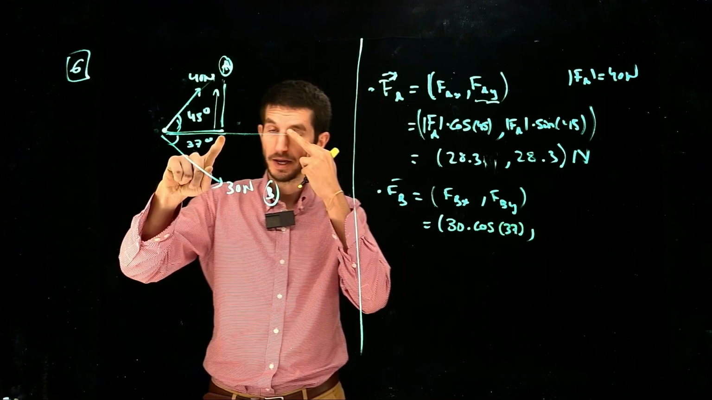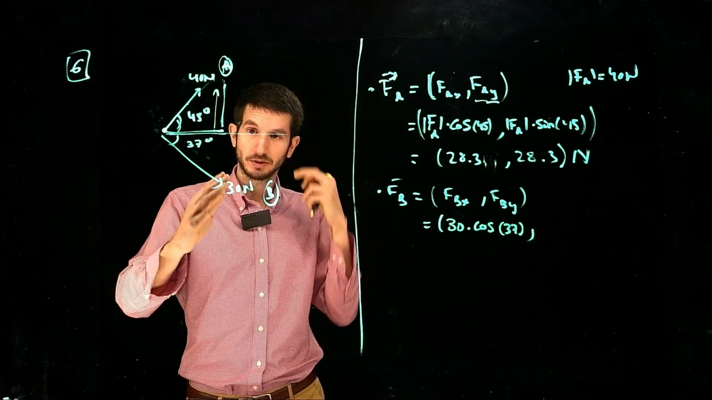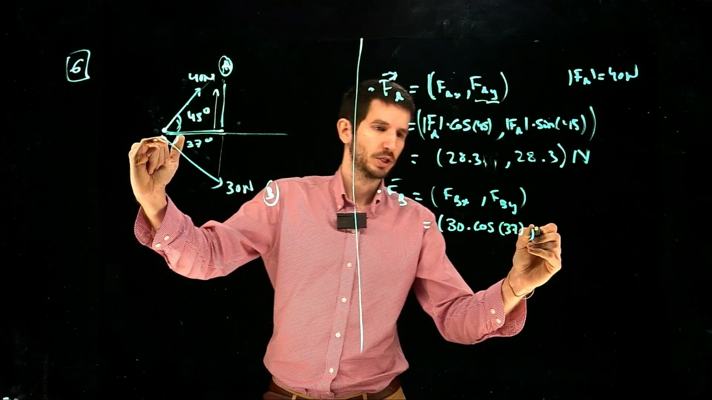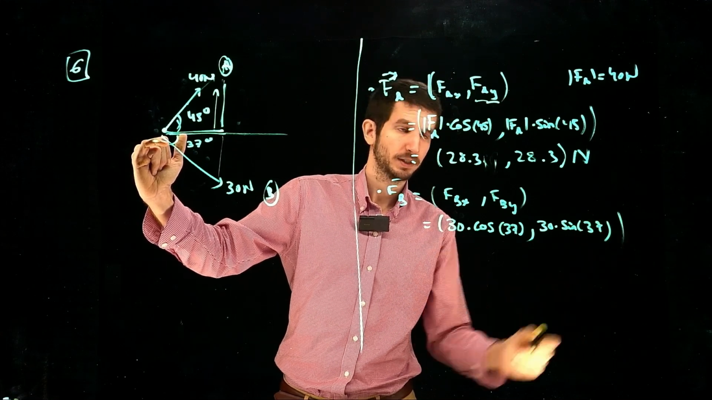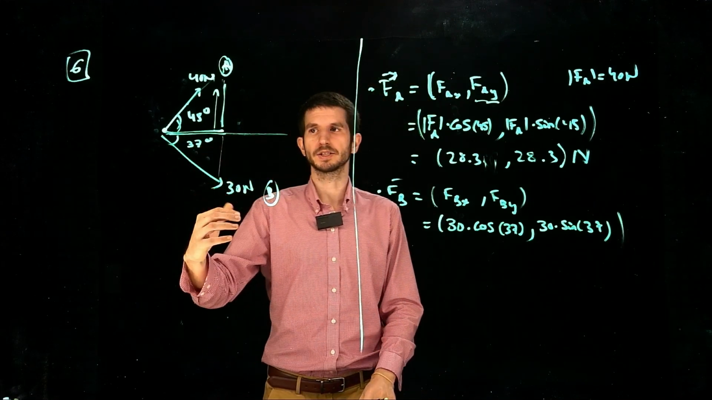And what about the y? The y is the opposite, right? So that's sine. So that's going to be 30 times sine of 37. Very important. Again, math is describing a physical situation.